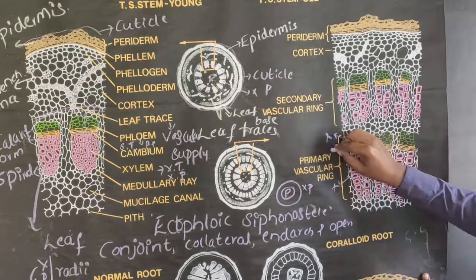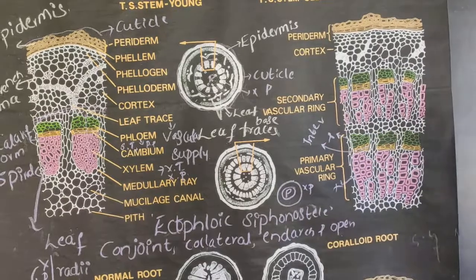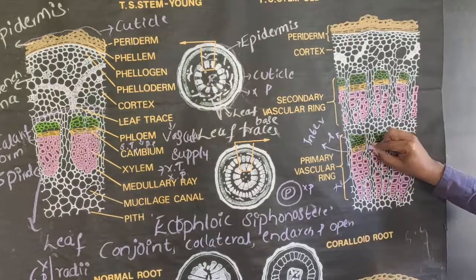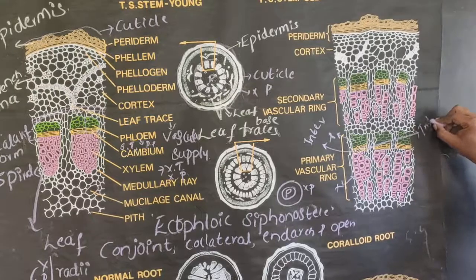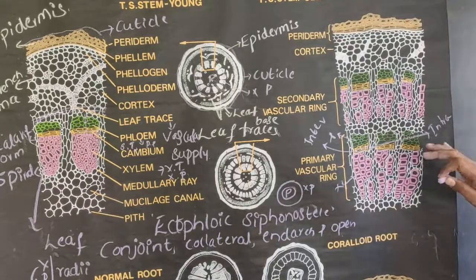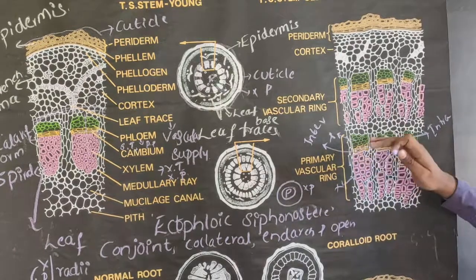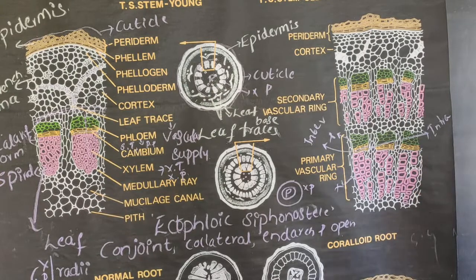So this cambium is known as intrafascicular cambium. And in between two vascular bundles, a layer of cambium is present, that is interfascicular cambium. So vascular cambium is divided into intrafascicular cambium and interfascicular cambium. Intrafascicular cambium is present between the xylem and phloem, and in between two vascular bundles, interfascicular cambium is present.